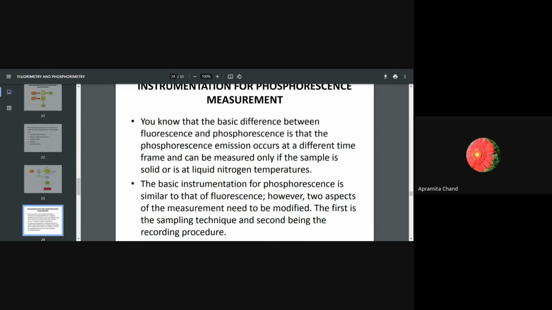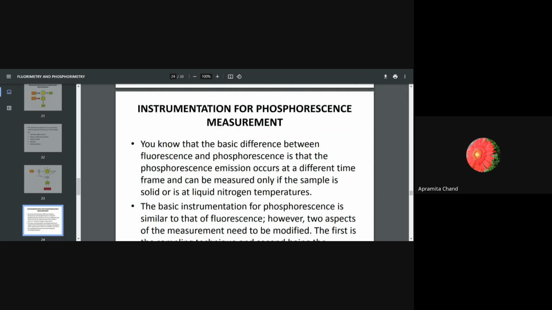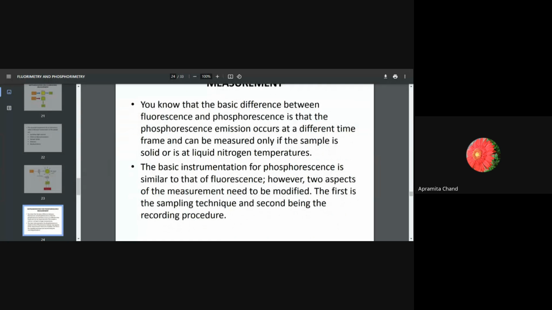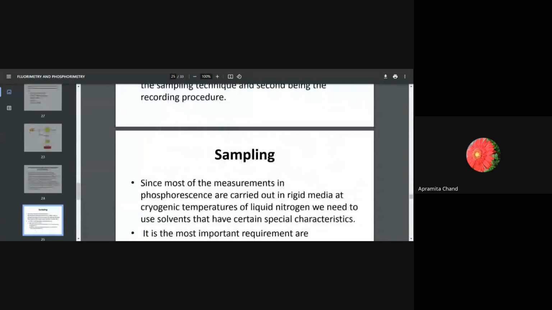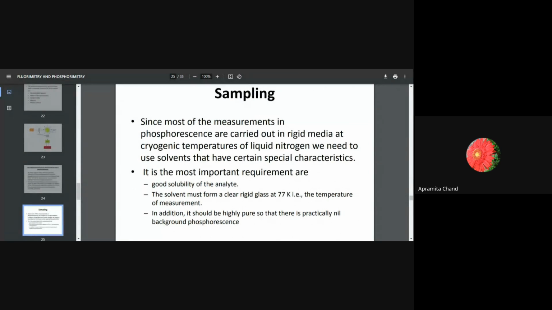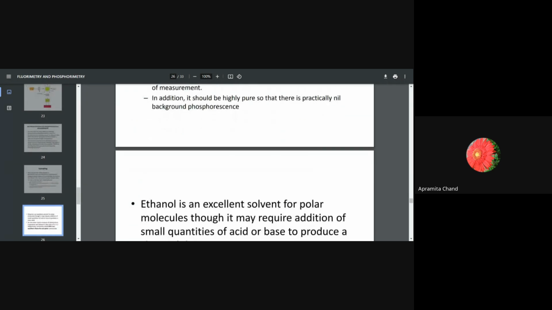Similarly, for phosphorescence measurement, the basic difference is that it occurs in a different time frame, and it is better if the sample is solid or at liquid nitrogen temperatures. The basic instrumentation setup will be similar, but the sampling technique and the recording procedure will be different for fluorimetry and phosphorimetry. For phosphorescence, the sample needs to be at the cryogenic temperature of liquid nitrogen. The analyte needs to have good solubility and the solvent must form a glass-like structure. It should also be highly pure so that there will be no background phosphorescence.